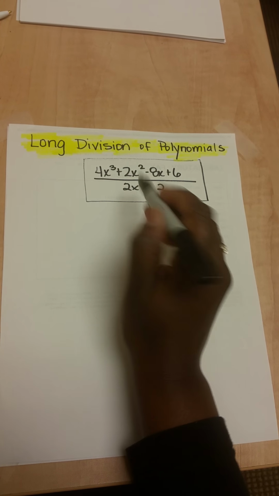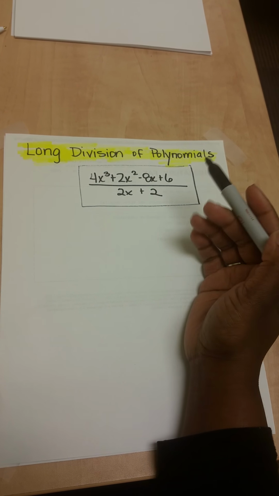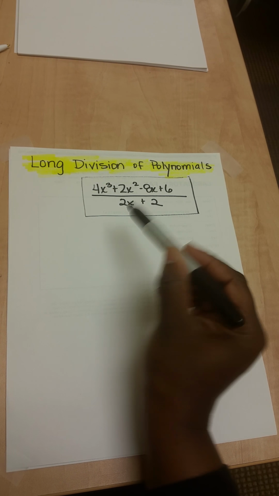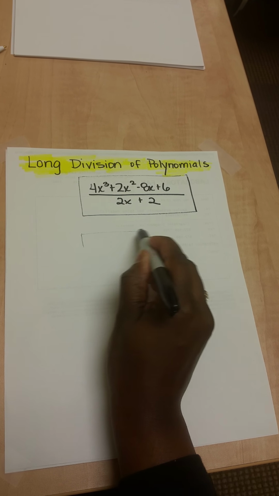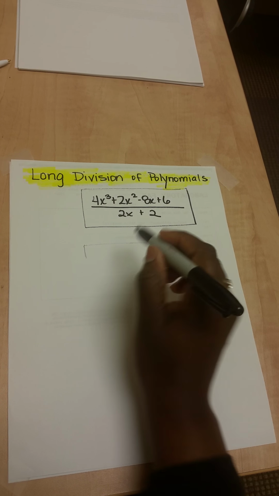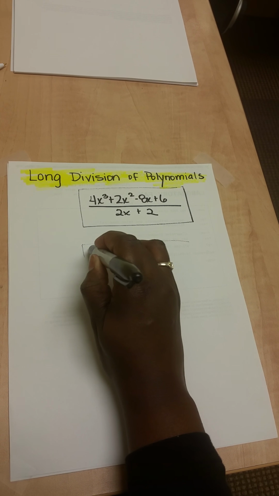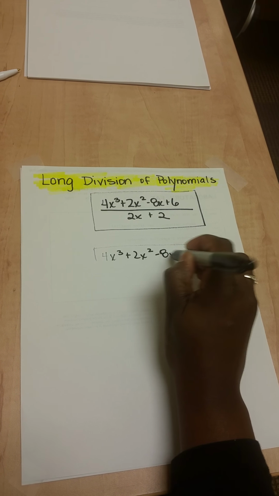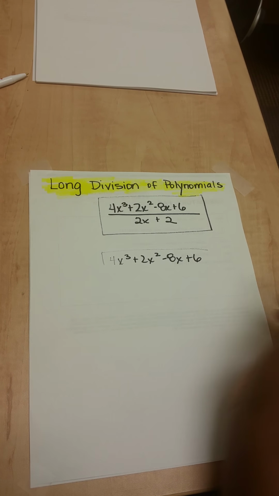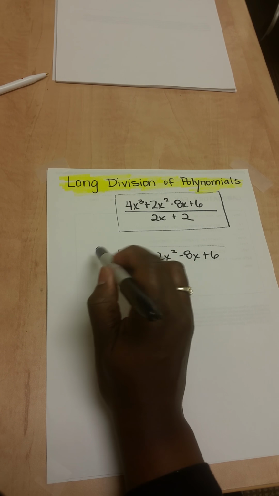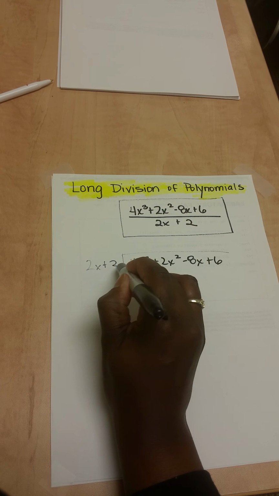In order to solve this, we first set our numerator, which is our polynomial. It's called a polynomial because it has many terms: 1, 2, 3, and 4 terms. We set our polynomial inside of our division sign, to make it sound easier. So we'll take 4x cubed plus 2x squared minus 8x plus 6, and we place it inside. Now on the outside, we'll take our denominator, our binomial, and we'll say 2x plus 2.